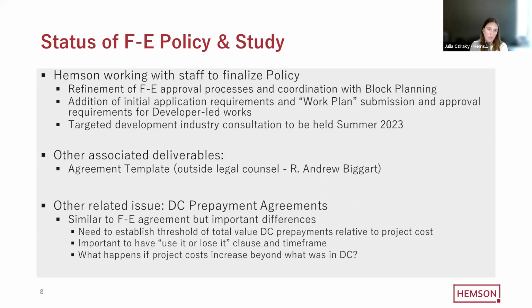We also have been looking to the City of London as an example in particular, in working in requirements for the developer to submit a detailed work plan prior to the DC credit agreement stage. So that's something that we're looking at as well. And then we will be bringing the draft policy at a high level form to a targeted consultation with developers, particularly those who are active in the ASDC and block plan areas over the summer before finalizing the policy.